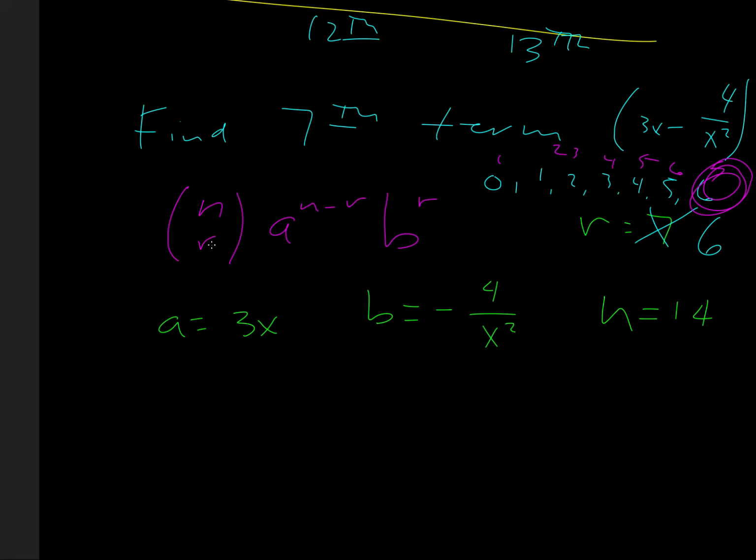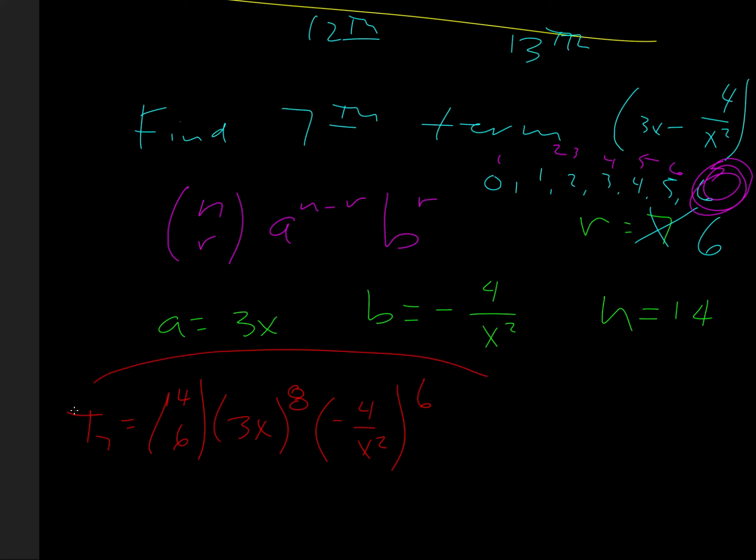Okay? Now if we plug it into this, we have our n, which is 14. We have our r, which is 6. We have our a, which is 3x. We're going to raise that to the n minus r, or the difference between these two. So that's going to be 8. And then we have our b term, and that's going to be raised to the r, which was 6. Okay, and it doesn't want us to simplify. And so we can just say t7 is equal to that.